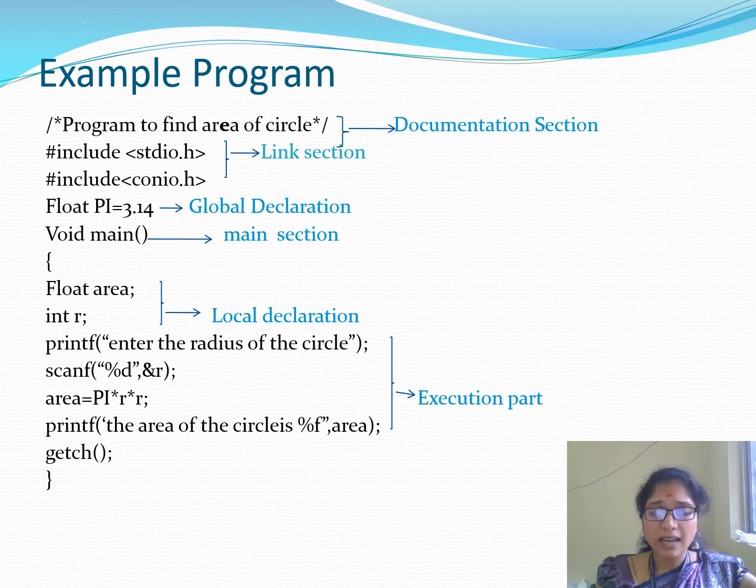Okay, and then int is the data type and r is a variable name. In this r variable we are going to store an integer value, so we are using the int data type. These two variables are local declarations, so we can use them in that particular function only. We cannot access these variable names outside of the function.